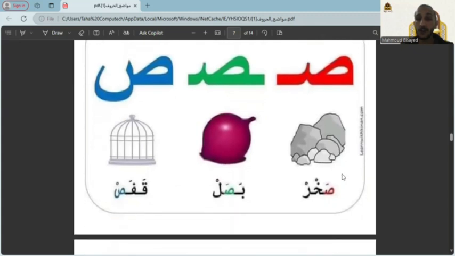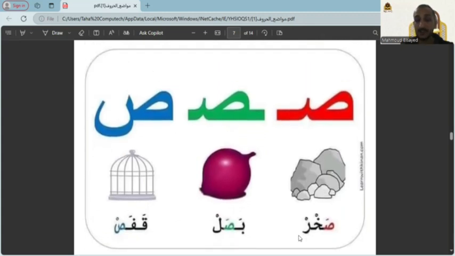And then we have the sod. As you can see, this is the beginning position of the letter sod. Sakhr comes at the beginning of the word, sakhr. And then we have basal. This is the middle position, like an onion. And then qafas. This is the end position, qafas, which in English is going to be a cage. So beginning, middle, end. Sakhr, basal, qafas.